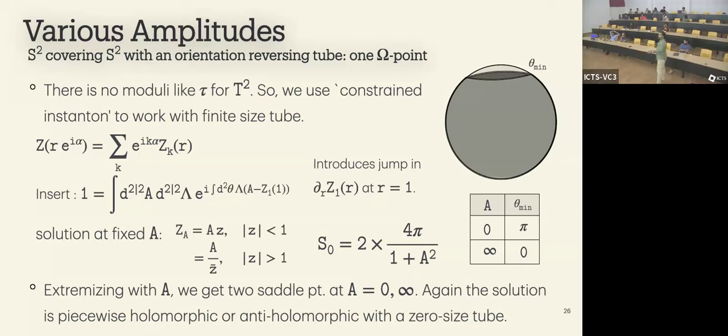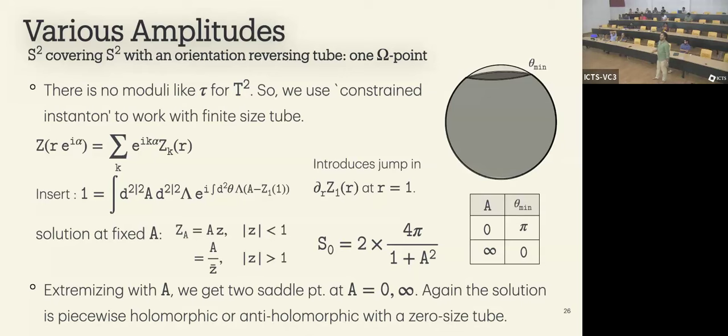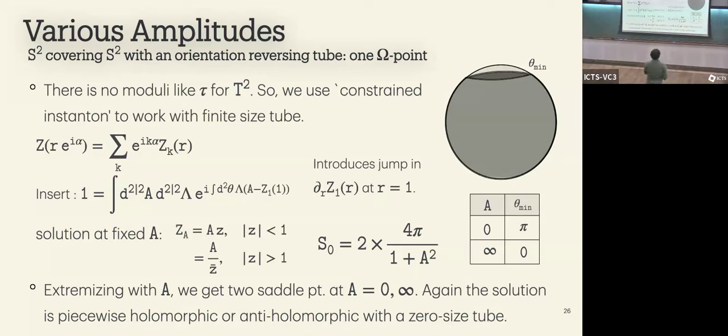And these are the two solutions which will again give you two contributions. When A is zero, A is related to the size of the tube. A is zero means it shrinks to the north pole. A is infinity means it shrinks to the south pole. So that's how you can immediately see. And in these limits, you can see one of the solutions gets selected. Either it is becoming highly holomorphic or it is becoming highly anti-holomorphic. So what we're saying is the solution is piecewise holomorphic or anti-holomorphic with a single zero size tube.